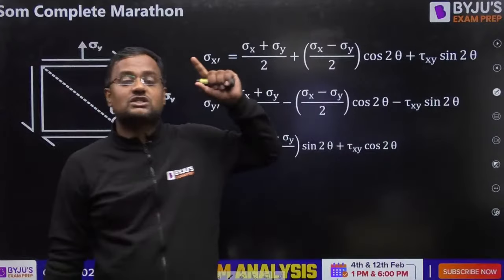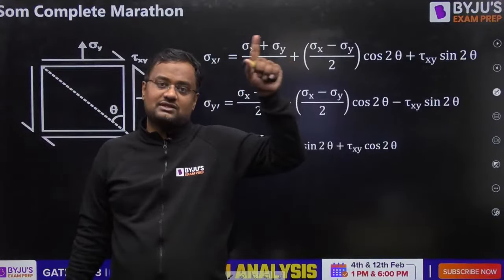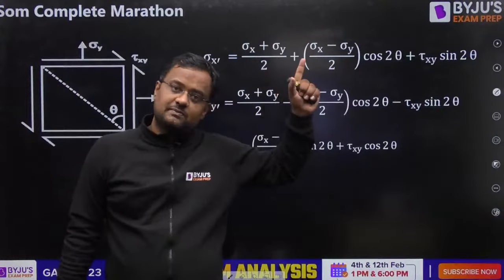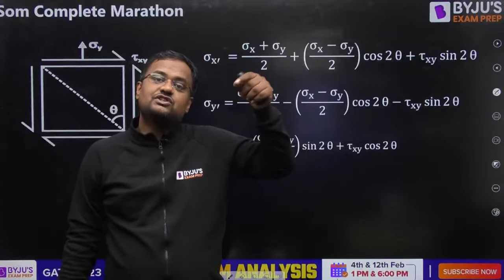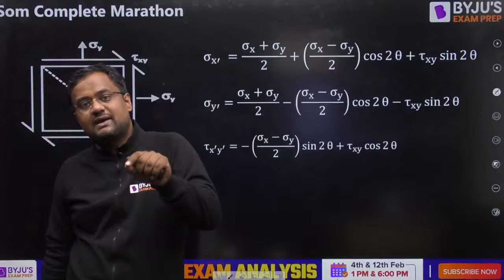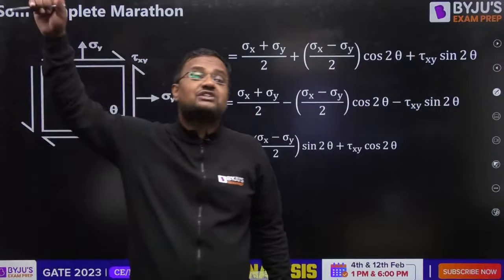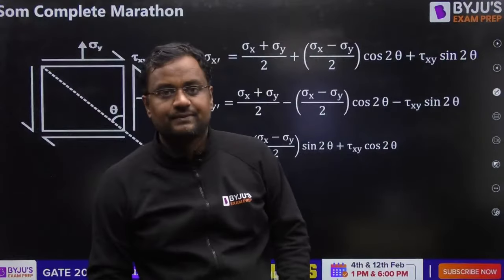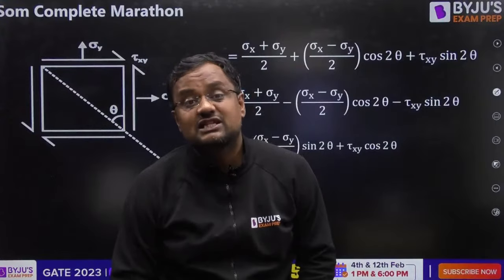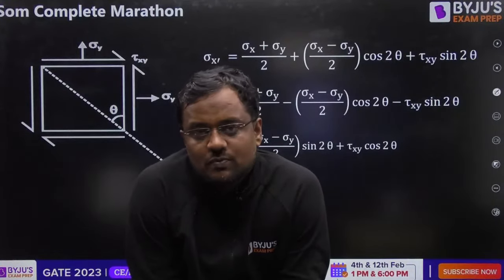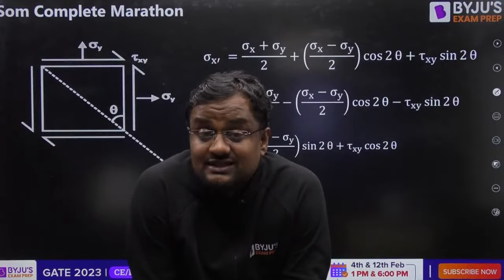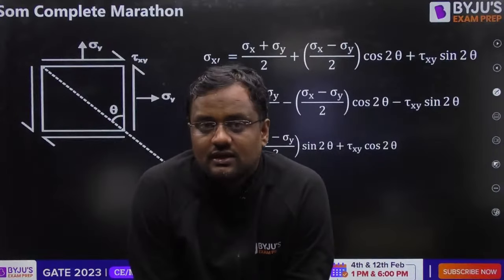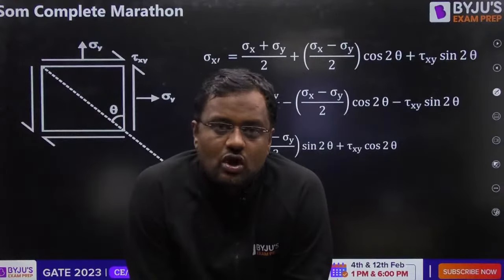Out of those infinite planes, the plane which has the maximum normal stress is called the major principal stress, represented by sigma 1. Out of those various planes, the plane which has the minimum normal stress is called the minor principal stress. Major means the maximum stress, minor means the minimum stress, and these are called principal stresses. The biggest is major, the smallest is minor. The planes on which these act are called major principal planes and minor principal planes. The plane where the maximum normal stress, that is the major principal stress, is acting is called the major plane.